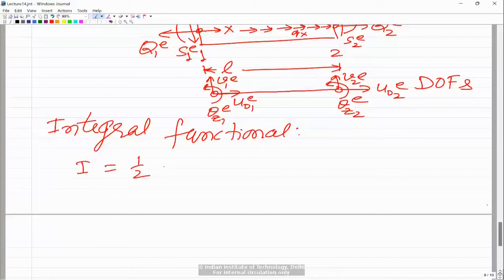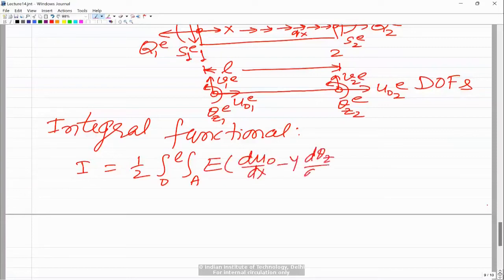So the strain energy due to sigma xx is half, integral 0 to L, integration over the cross-sectional area, of sigma xx into epsilon xx. Sigma xx is already E times epsilon xx, so we get E times epsilon xx square, and epsilon xx we have defined as du naught by dx minus y into d theta z by dx. So you can write this as E into du naught by dx minus y into d theta z by dx, whole square, dA dx. So this is the strain energy due to normal stress sigma xx.